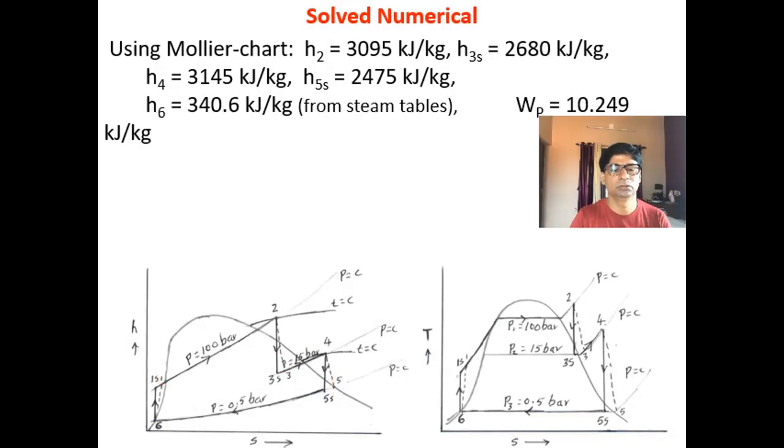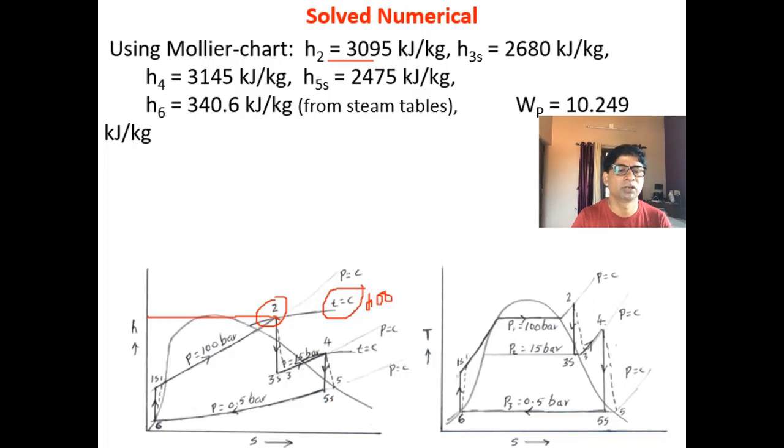Now, for your kind information, as I told you earlier in the beginning, you can solve this problem using the Mollier chart also, but the values may not be so accurate. Just let me tell. Now this point 2 is on the 100 bar line and its temperature is 400 degrees Celsius, correct? So all of you open the Mollier chart. Go along the 100 bar line till it intersects the 400 degree Celsius line. Where it intersects, this is the point you can see here. At that point, go horizontally and note down the enthalpy. You'll get it as 3095.